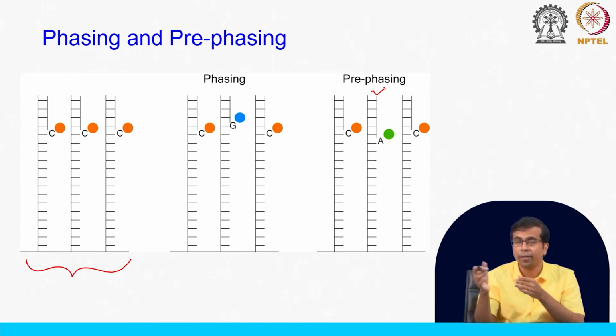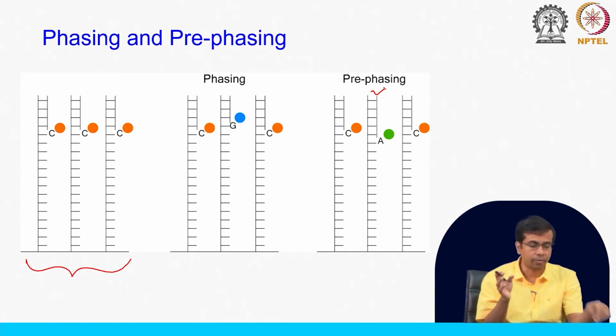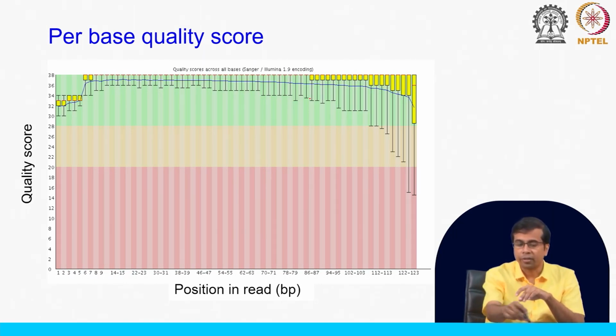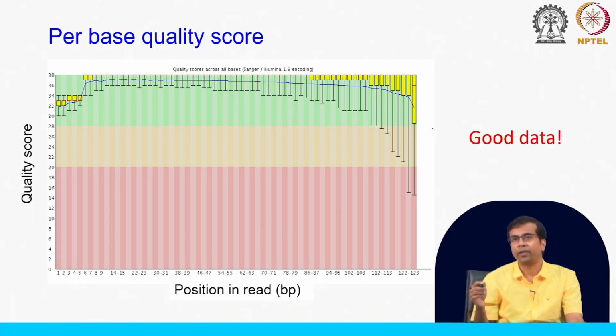As we go on, this out of sync phenomenon will happen, and you will see this drop in quality score. However, in this case the quality score drop is still well controlled. You see most of these quality scores are within the green region. So, this is quite good data, and we do not have to worry about the quality score aspect here at least.